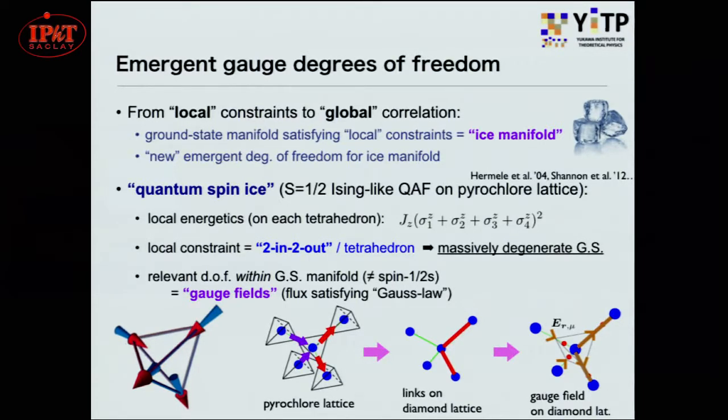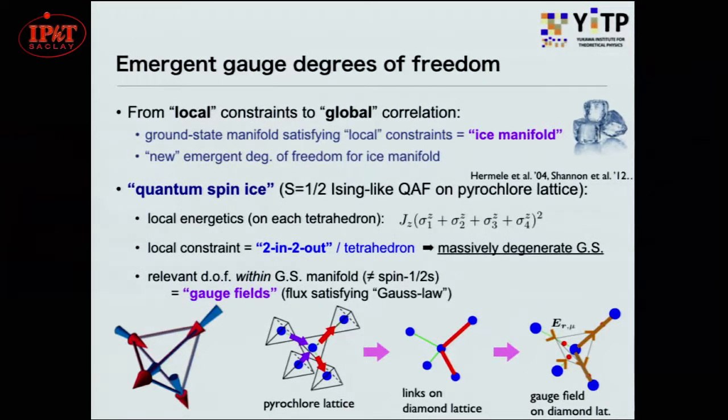So this local constraint should be satisfied by all the tetrahedra. So all the constraints are not independent from each other. That's how we get a gauge field description. Clearly, this tetrahedron should satisfy the 2 in 2 out constraint, but at the same time, these 4 neighbors must obey the similar 2 in 2 out constraint.